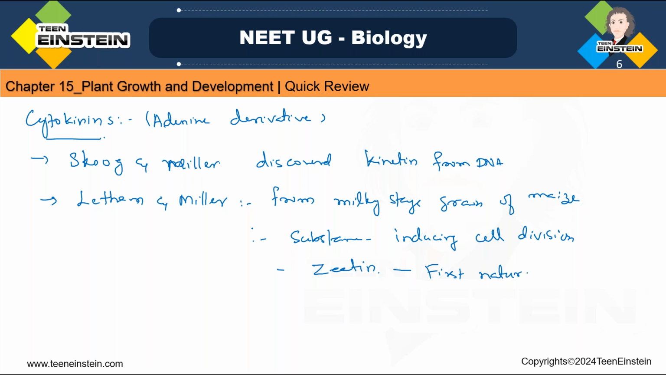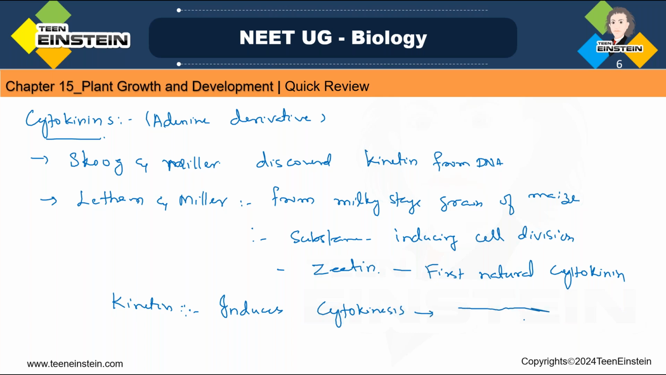First natural cytokinin. Which one? Zeatin. And kinetin, we said the cytokinin, the kinetin, induces cytokinesis, and that's why it is named cytokinin. Cytokinesis or cell division, that's why the name is given as cytokinin.